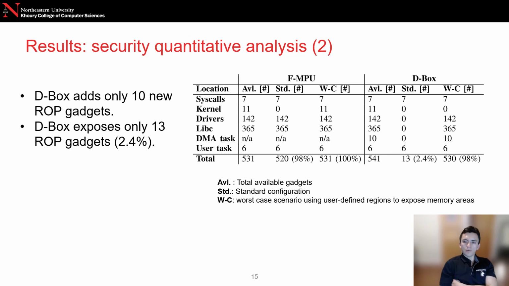In terms of return-oriented programming gadgets, the implementation of DBox only adds 10 new gadgets. It also exposes 13 gadgets from user tasks, which only represents 2.4% of the total number of available gadgets in user space. This result is also related to the stricter DBox MPU configuration.